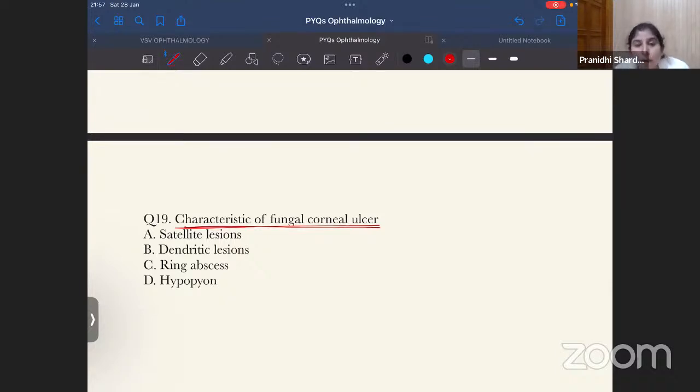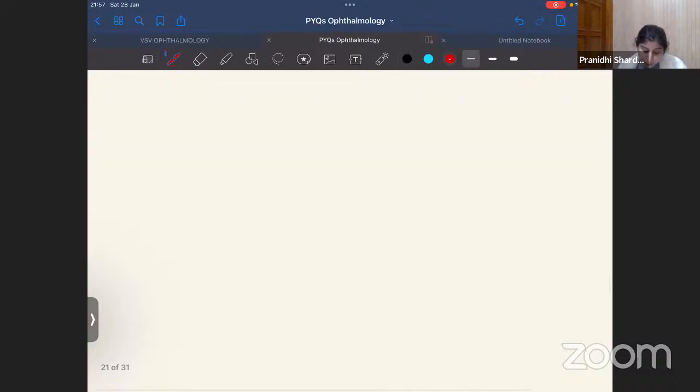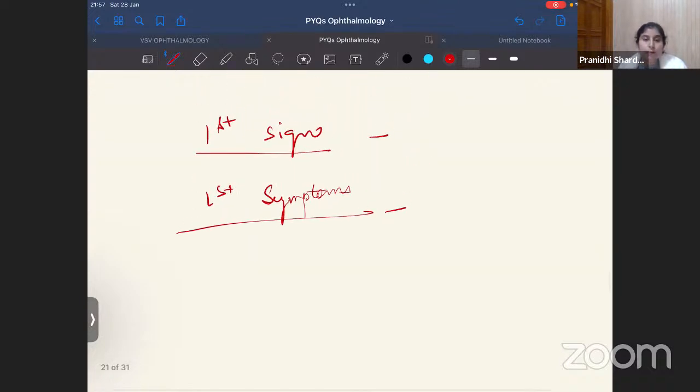Characteristic features of fungal corneal ulcer. Can anybody please write down the first sign and symptom of sympathetic ophthalmitis?